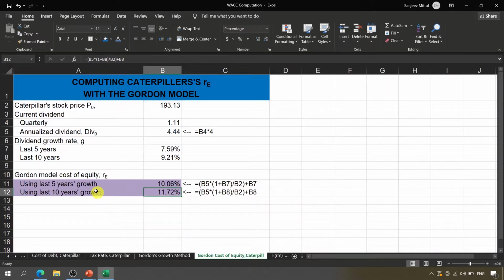So in this case, while calculating the weighted average cost of capital for the company, we shall use the KE, that is the cost of equity, based on the 5 years detail. And after that, we shall calculate our weighted average cost of capital.